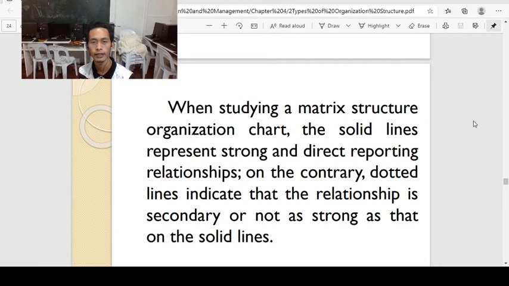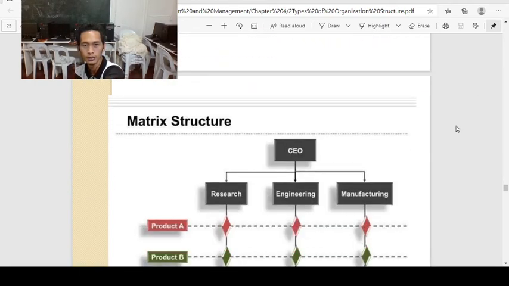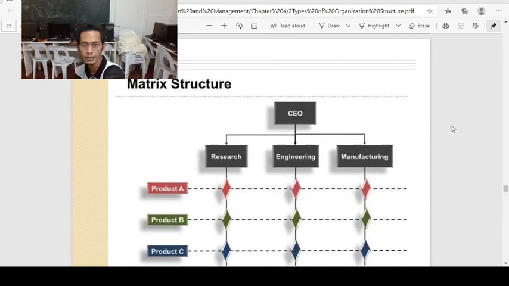Functional area. And then, on the contrary, dotted lines or kind of broken lines indicate the relationship is secondary and not as strong as a solid line. So, solid line, strong relationship, and dotted lines or secondary lines are not as strong as the solid lines.